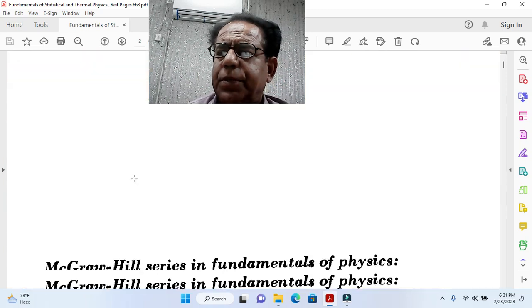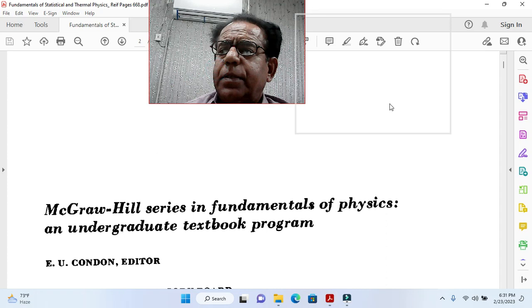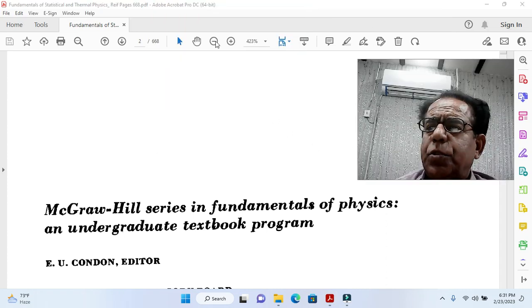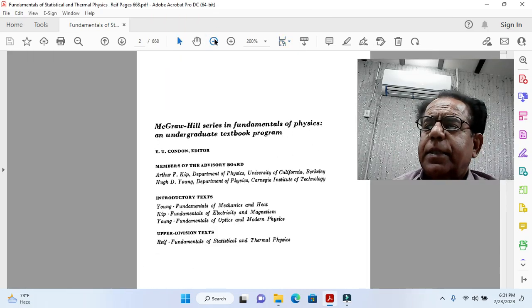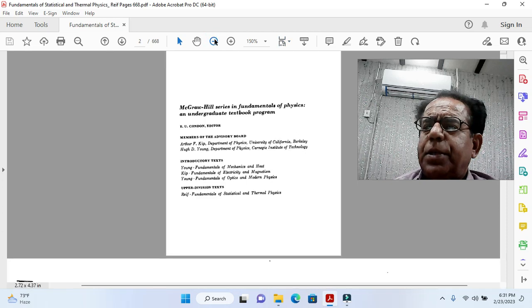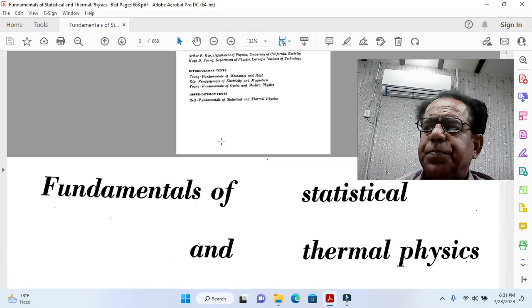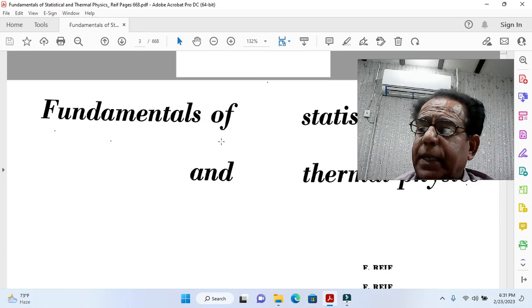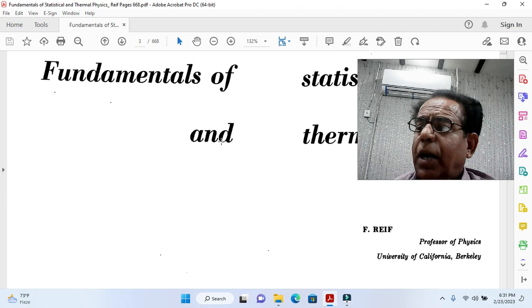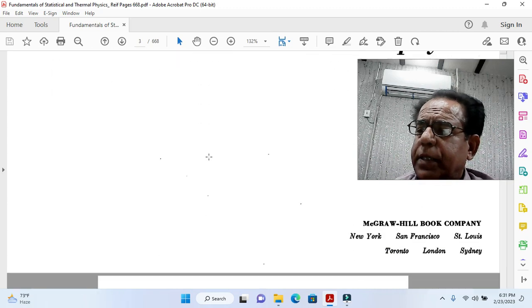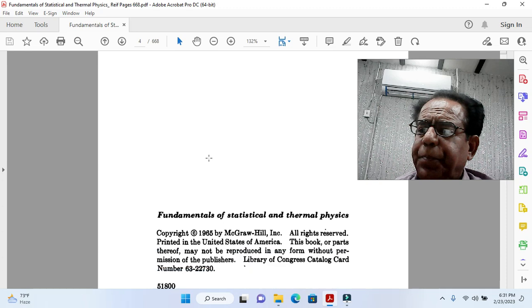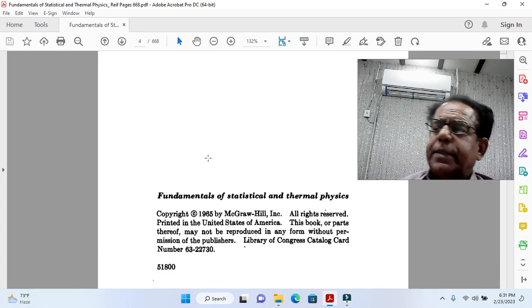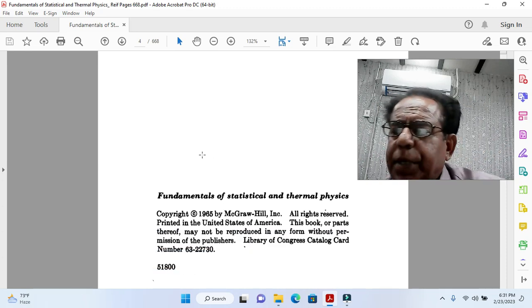Reif. Dear students, we have to reduce its size, then we will be able to see it. Fundamentals of Statistical and Thermal Physics. F. Reif is its author's name, McGraw-Hill is its publisher. Fundamentals of Statistical and Thermal Physics, copyright 1995.